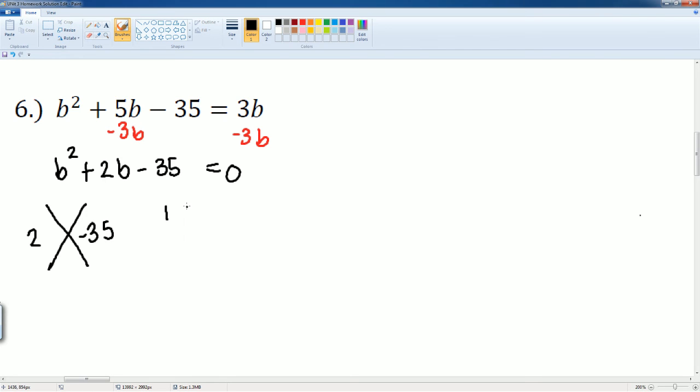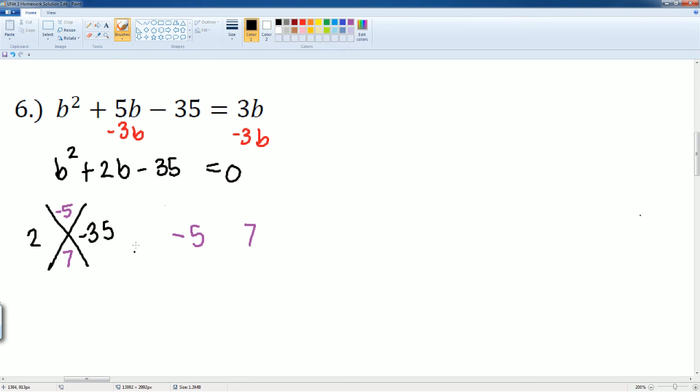Let's see. 1 and 35, 2, no, 3, no, 4, 5, 5 and 7? Yeah, 5 and 7. Oh, perfect. We got the numbers 5 and 7. One of them has to be negative, so we should put the negative on the 5. Negative 5 plus 7 is 2. Negative 5 times 7 is negative 35. Perfect.